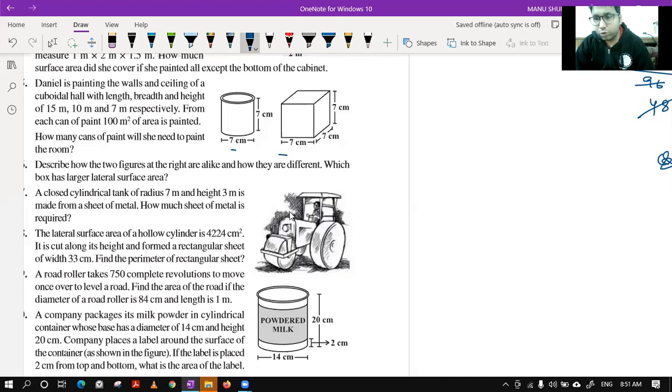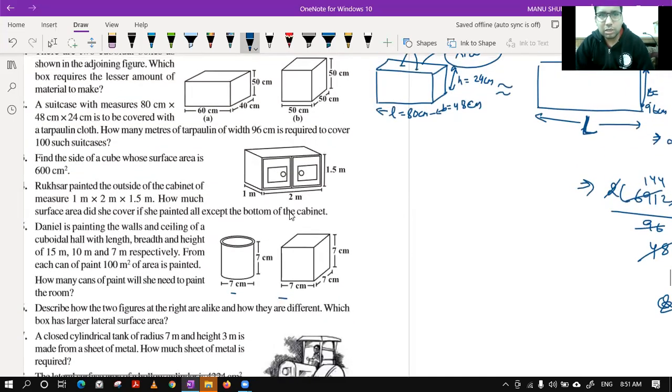Okay. If you thought that area was asked, then please read the question carefully. How many meters of tarpaulin of width 96 is required? They are not saying how many meters square. They are just saying meters. So if meter is being told to you, it is something related to the length of something. If it was meter square, then they are asking for area. If it is meter cube, then they are asking for volume.